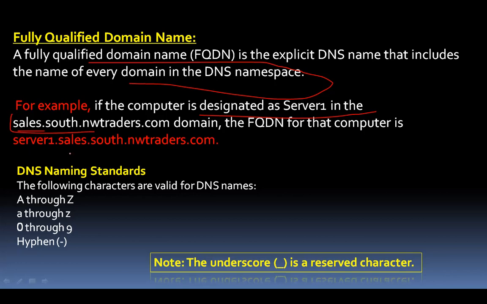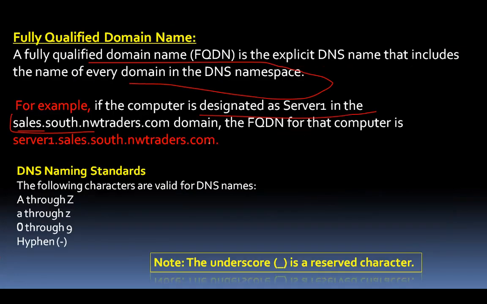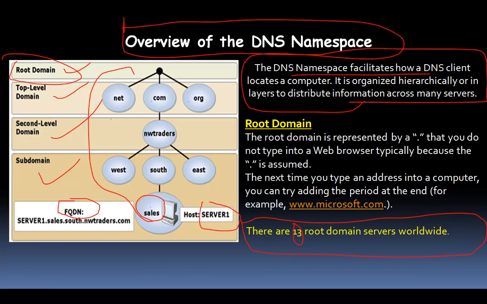The name of that server is server1. From sales up to .com is your namespace. I have taken it up to here: sales.south.nowtraders.com. If we go back here one more time, you can make it south, west, east, or something like that. You can add your subdomain, and here you can add whatever you want. You can change the name, and you can use anything like .net, .com or .org.